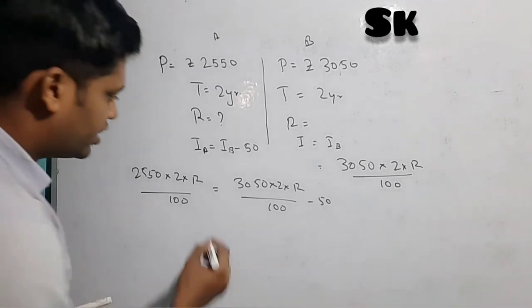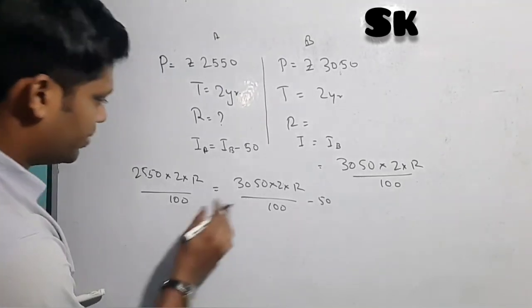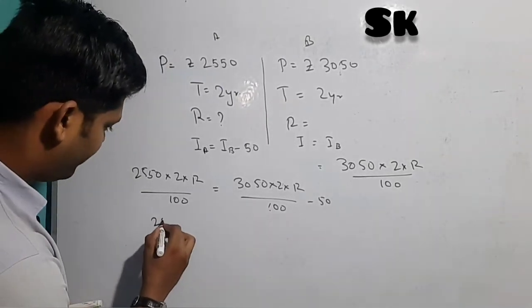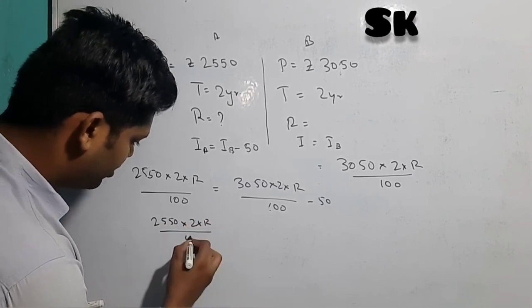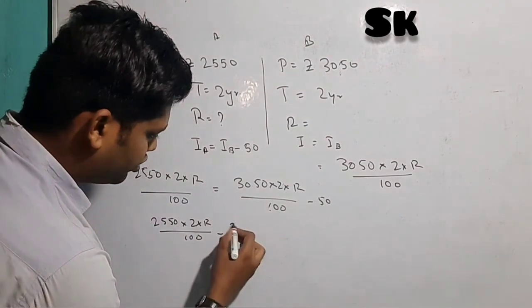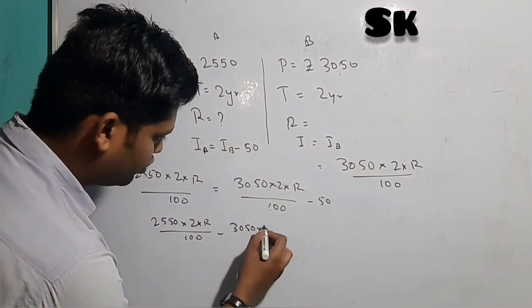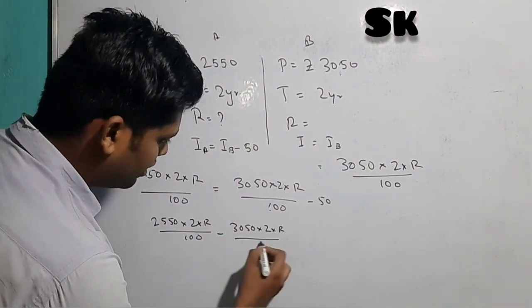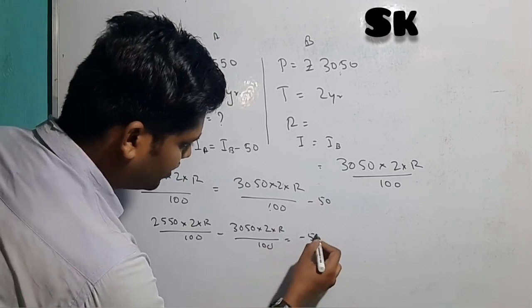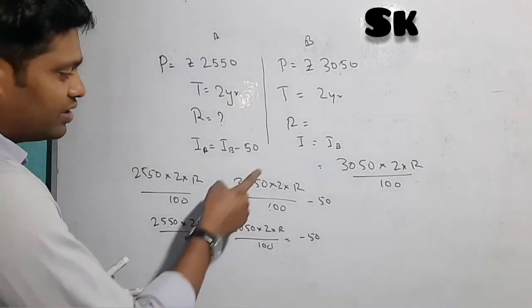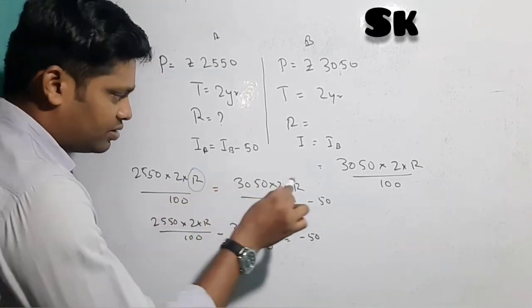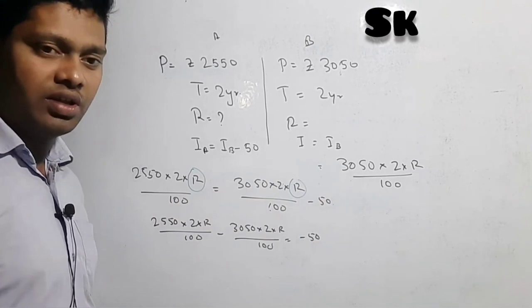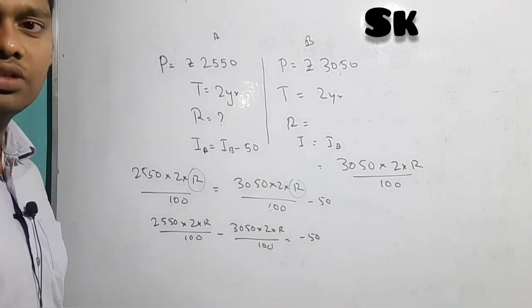Now in this case, you will bring this one to this side: 2550 into 2 into R by 100 minus 3050 into 2 into R by 100 is equal to minus 50. Why have I brought this one to this side and not the other? Because like terms: the other doesn't have any R value. There is no like term, that's why I didn't bring it.